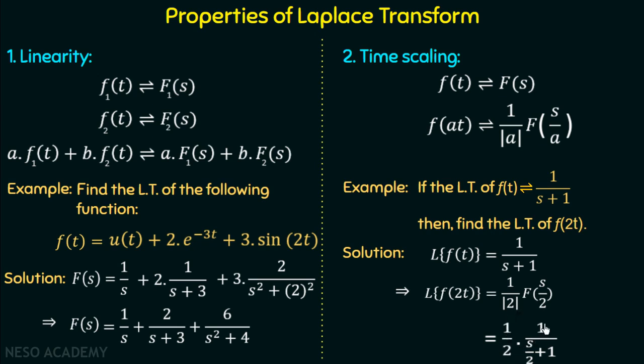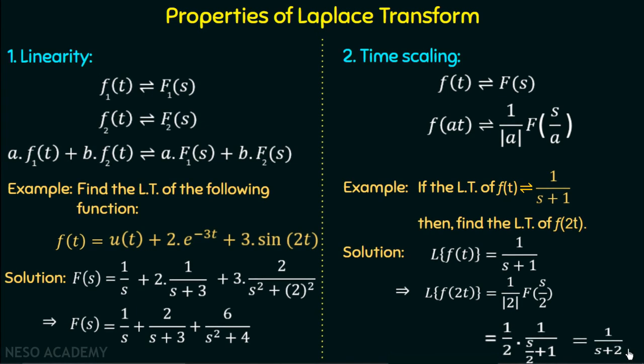and the Laplace transform of f of t is 1 over s plus 1, and we need to substitute s by s over 2, so we have 1 over s over 2 plus 1. We will take the LCM and 2 will be cancelled, and we will have 1 over s plus 2. So the Laplace transform of the time scaled function f of 2t is 1 over s plus 2. So now we are done with our discussion on the linearity property and the time scaling property.